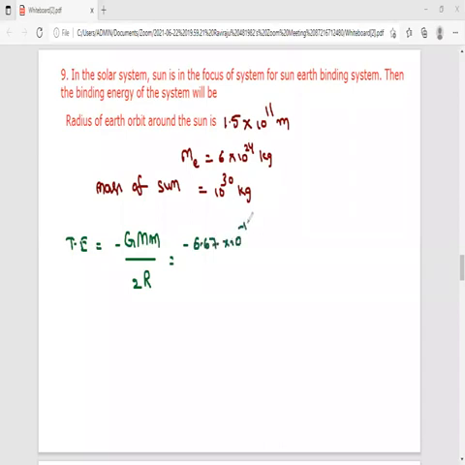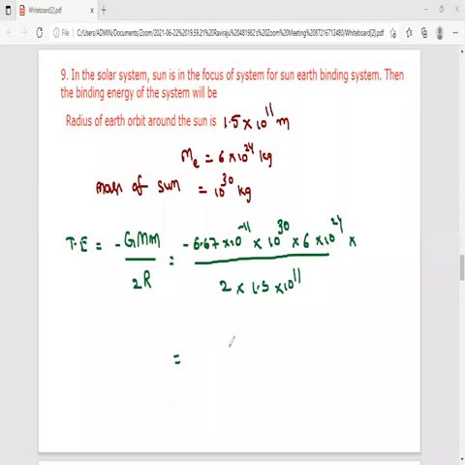G is 6.67 into 10 power minus 11. And mass of the Sun, Earth is orbiting around the Sun here, na? So mass of the Sun is 10 power 30 kg, and mass of Earth is given 6 into 10 power 24 kg, by 2 into distance, which will be 1.5 into 10 power 11.